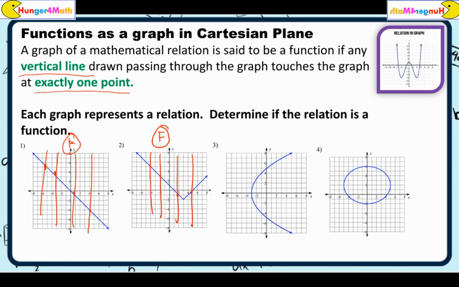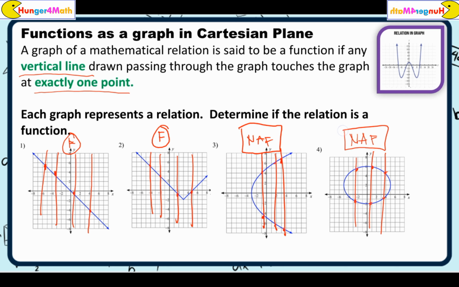Number three, we have a blue curve graph. So let's draw a vertical line. And each vertical line touches 2 points of the graph. So this is not a function. So let me use NAF for not a function. Number four, we have a circular graph. So let's draw a vertical line. And each vertical line touches the graph at 2 points. So this is not a function.